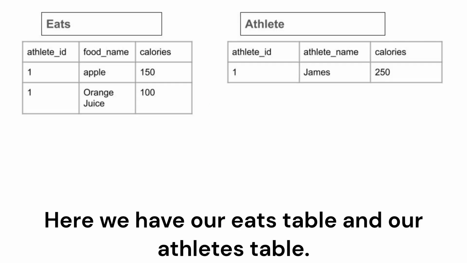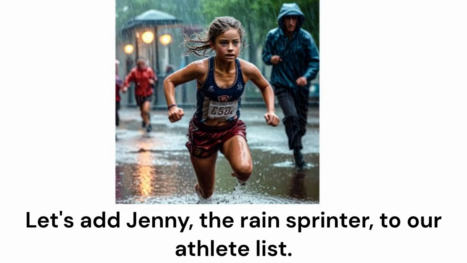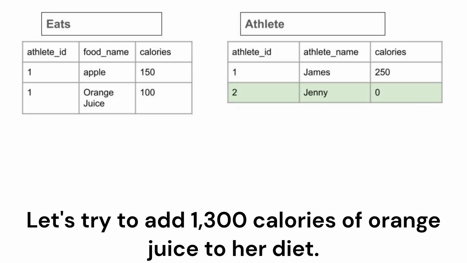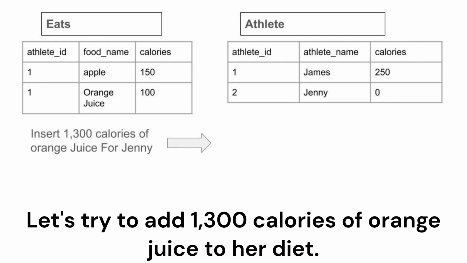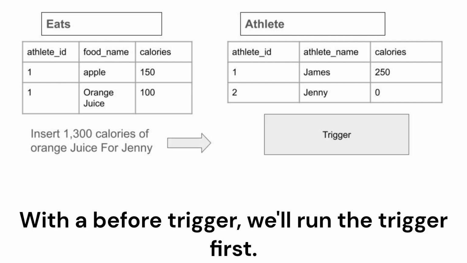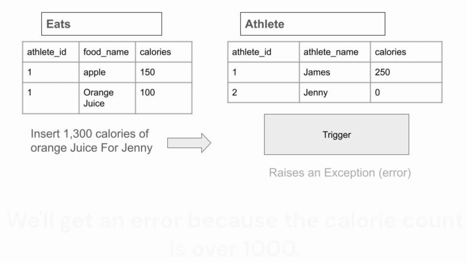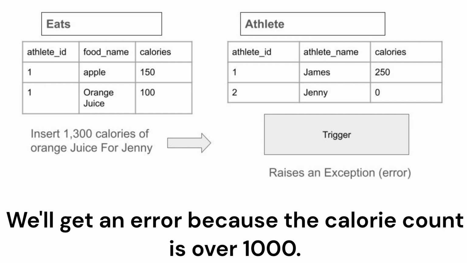Here we have our eats table and our athletes table. Let's add Jenny, the rain sprinter, to our athlete list. Let's try to add 1,300 calories of orange juice to her diet. With a before trigger, we'll run the trigger first. We'll get an error because the calorie count is over 1,000.